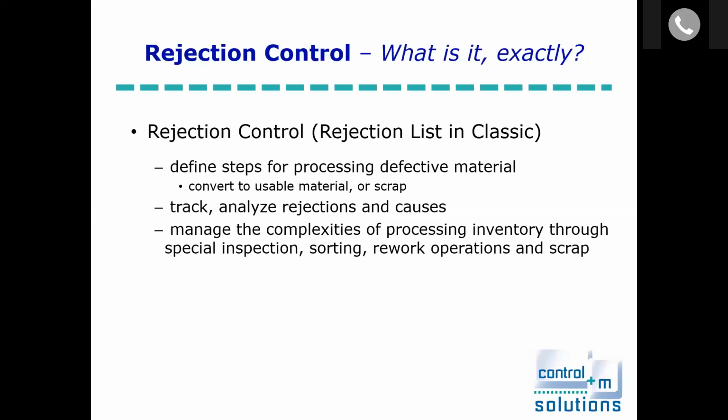And then I pulled this right out of Plex. I don't like to read the bullet points, but I am going to read this one word for word. With rejection control, we can manage the complexities of processing inventory through special inspection, sorting, rework operations, and scrap. The reason I'm reading that is that it comes directly out of Plex and out of the wiki and the Knowledge Center, and you can see that even Plex throws in there that manage the complexities.